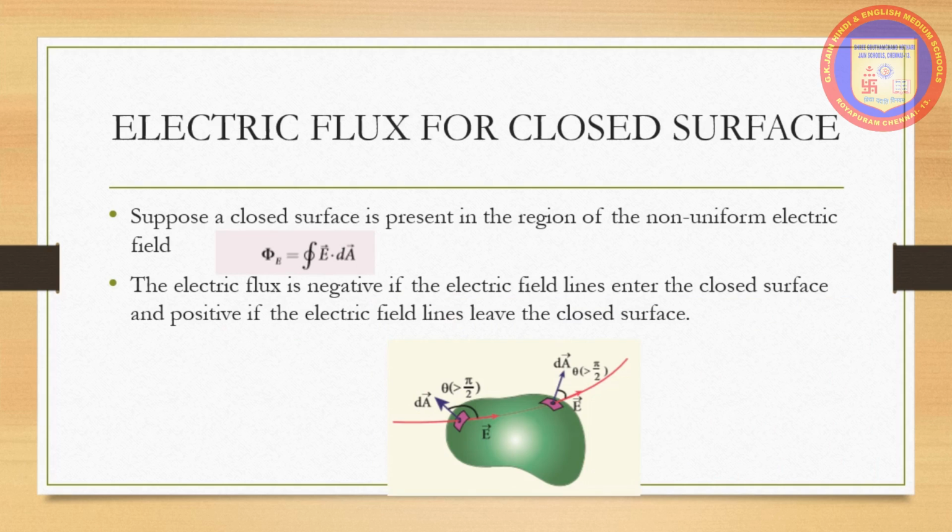Suppose a closed surface is present in the region of a non-uniform electric field. Phi E is equal to closed integral of E dot dA. The electric flux is negative if the electric field lines enter the closed surface and positive if the electric field lines leave the closed surface.